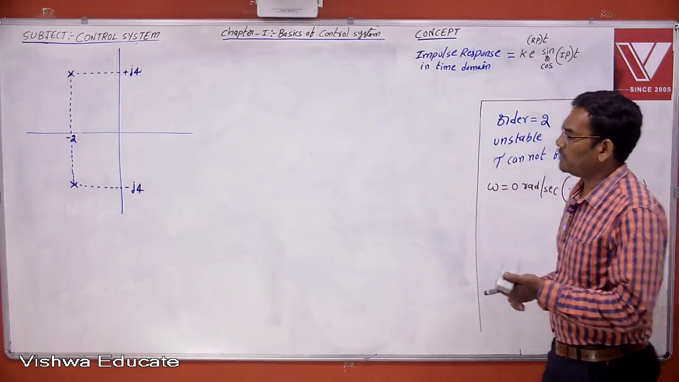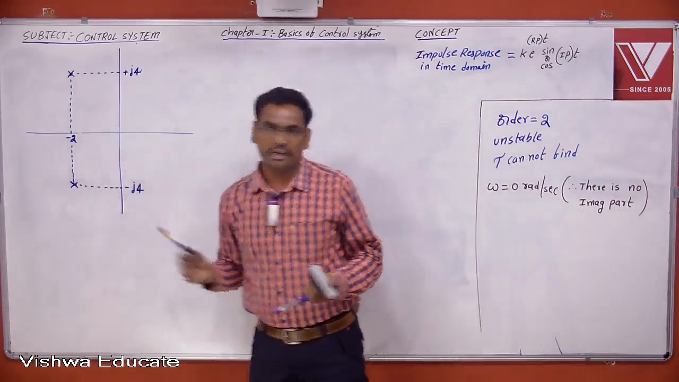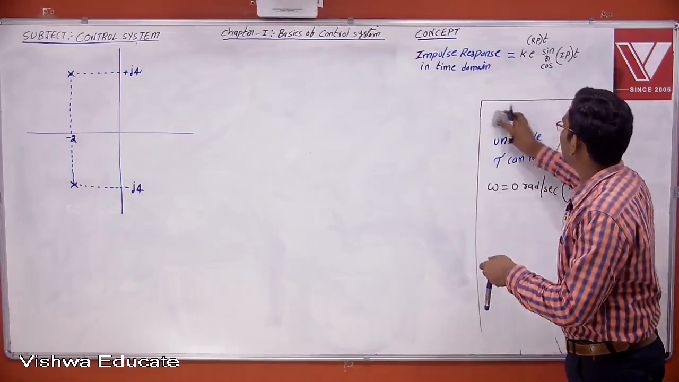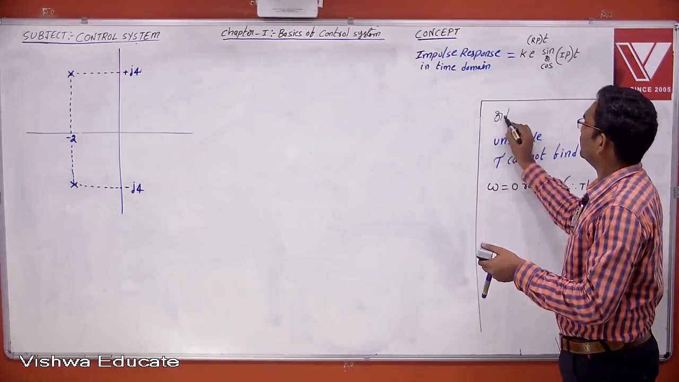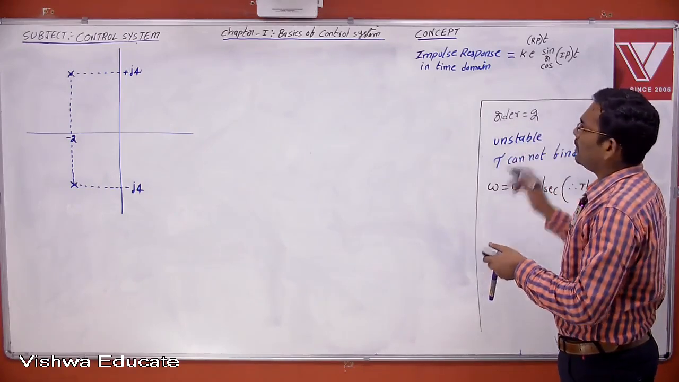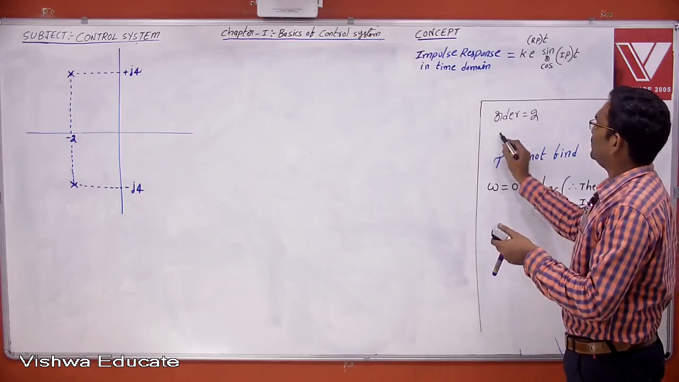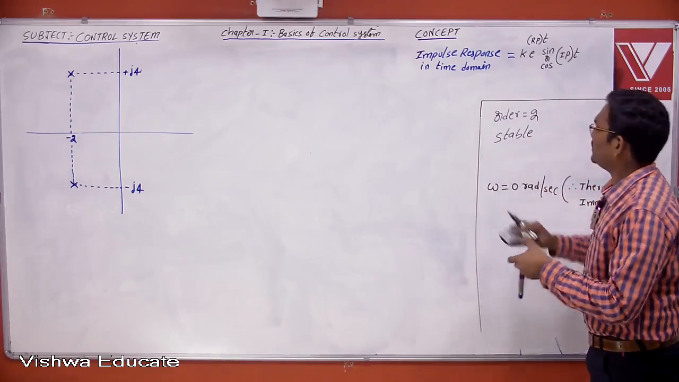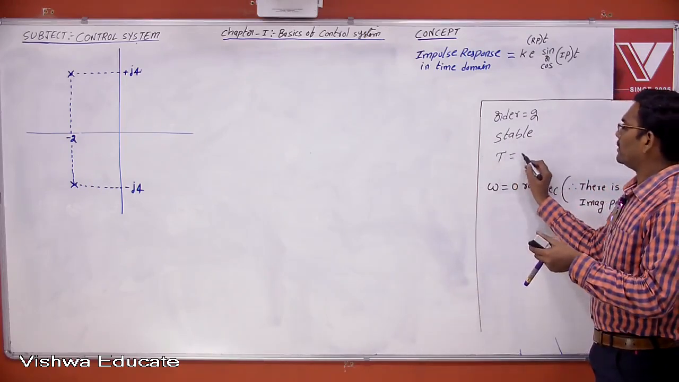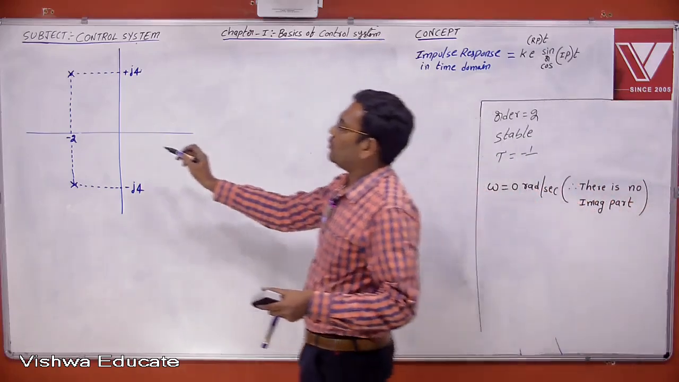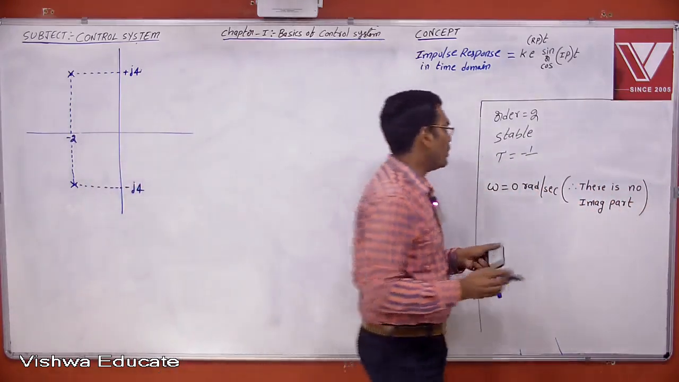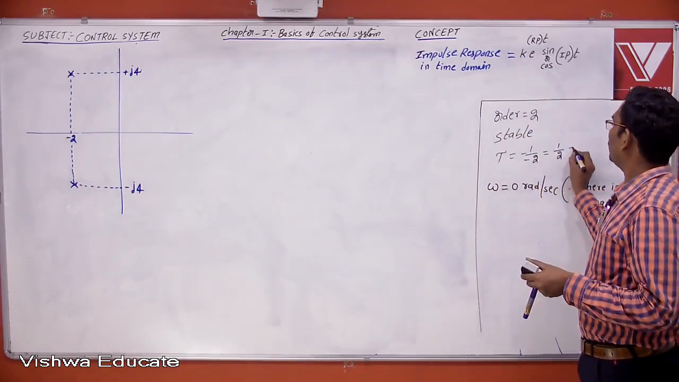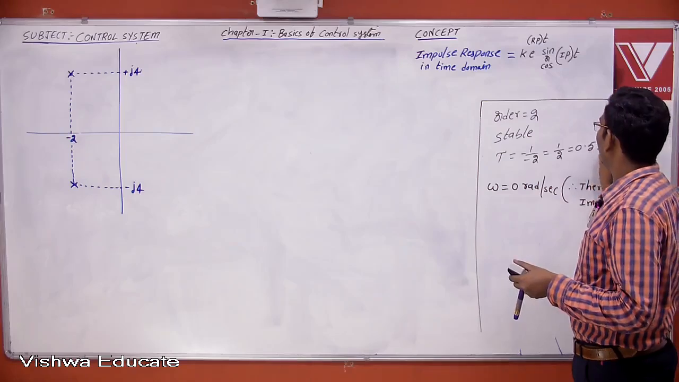Then, how many poles? This is one pole, this is another pole. Therefore, there are two poles, therefore order equal to 2. The pole lies on the left hand side of S-plane, therefore system is stable. We can find the time constant. What is the time constant? Negative of reciprocal of real part of the dominant pole, but here it is only one pole. Therefore, this is nothing but 1 by 2, which is equal to 0.5 seconds.